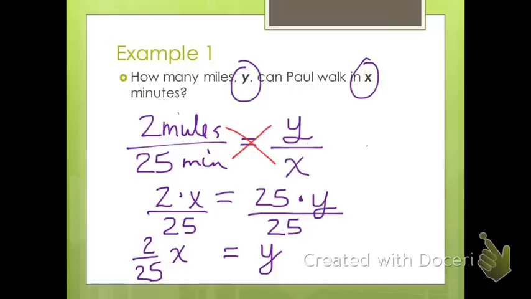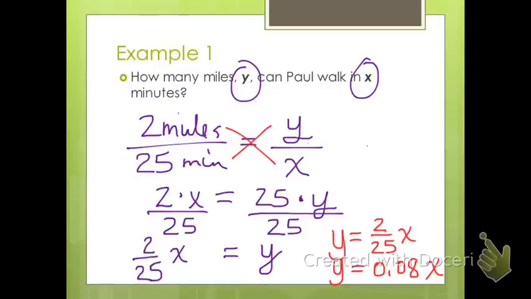So what I have is y is equal to 2 25ths times x, or y is equal to 0.08x if I want to write it as a decimal. Okay, because 2 over 25 is the same as 8 over 100, and in fact that's one of the ratios that was on the table that we made on the first page.